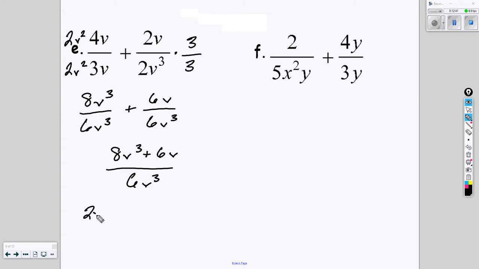So we could take out 2v from the numerator and denominator, and what we would have left over would be 4v squared plus 3 on 3v squared. All right, so 4v squared plus 3 on 3v squared would be that simplified form. All right, we're going to skip F and go on to G now.